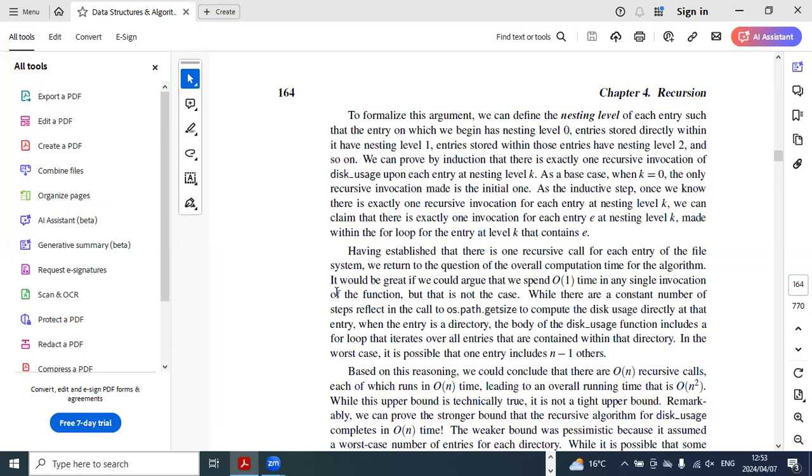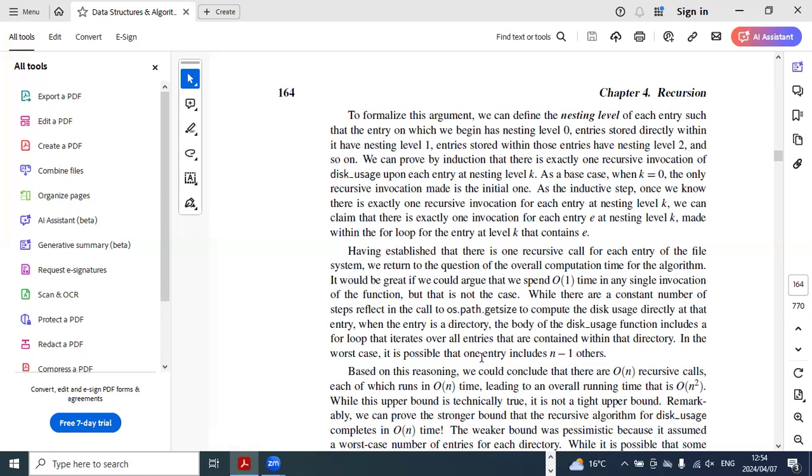It would be great if we could argue that the time spent is constant time, or O of 1, in any single invocation of the function, but this is not the case. While there is a constant number of steps reflected in the call to os.path.getsize to compute the disk usage directly at that entry, when the entry is a directory, the body of the function includes a for loop that iterates over all entries contained within the directory. In the worst case, it's possible that one entry includes n minus 1 others.